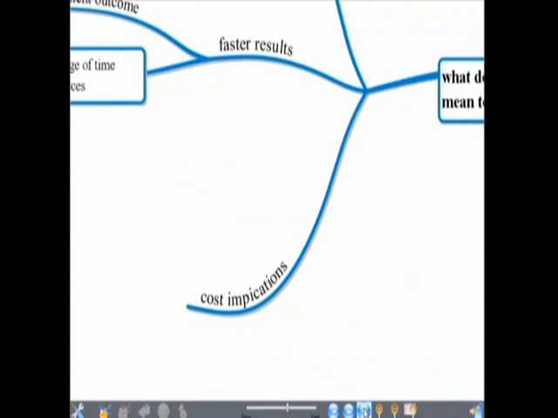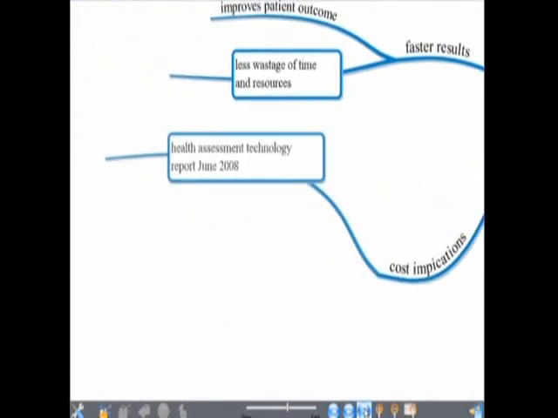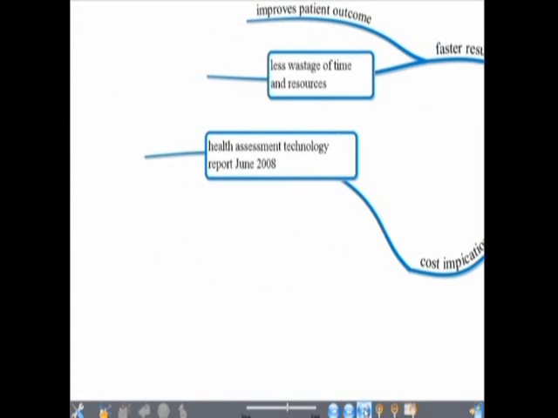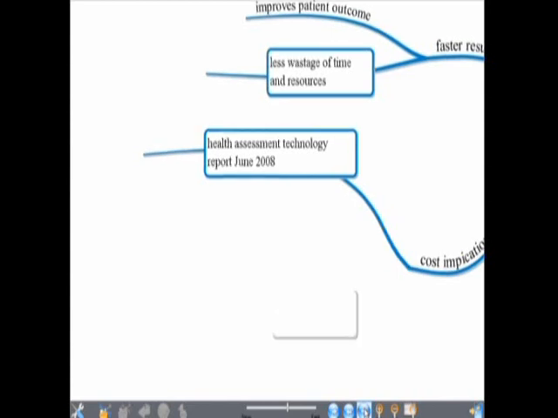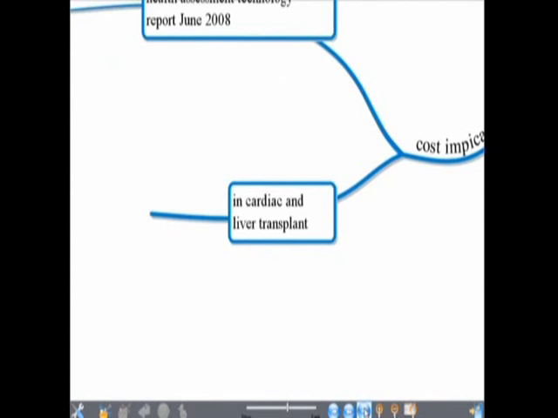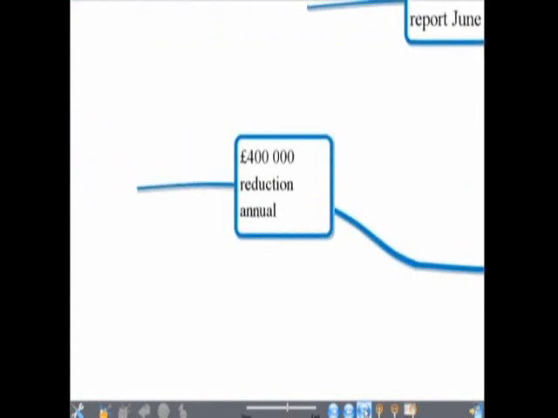Cost implications of this. I forgot to ask how much this thing costs, but it's probably quite expensive. But according to the Health Technology Assessment report, an NHS document from June 2008, in cardiac and liver transplant environments, this machine cut down 400,000 pounds in expenditure in 1 year. A combined amount of 400,000 was saved because they were using this machine in cardiac and liver transplant scenarios.